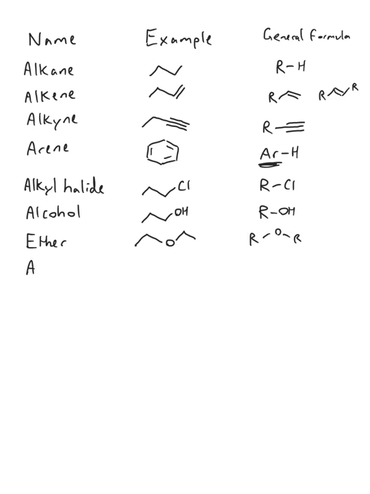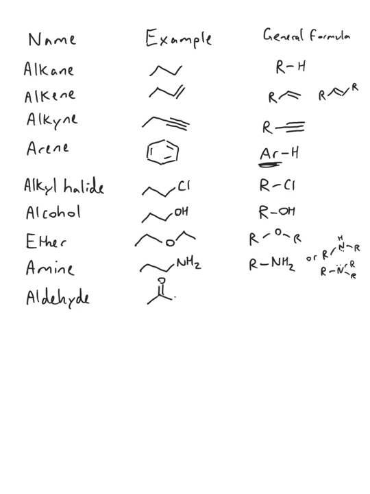We then have amines. Amines have a nitrogen in them, usually an NH2, although it could be something more. So RNH2, but it could also be RNHR, or RNR with three R's on it. Notice that all those nitrogens have three bonds. They are still all referred to as amine. We then have aldehyde, which looks something like this.